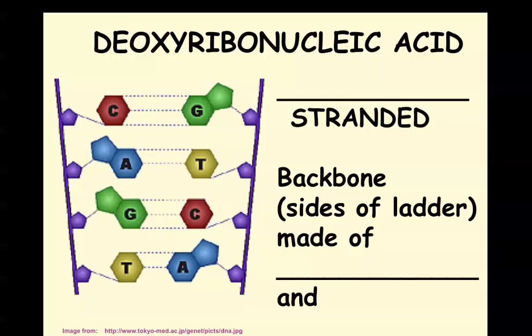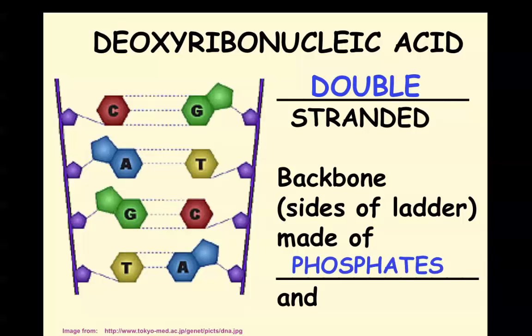Okay, again, we say that deoxyribonucleic acid, as you can see here, has 2 sides, so we consider it double-stranded. The backbone, or the sides of the ladder, are going to be made up of phosphates and sugars, okay? So all that purple stuff there.